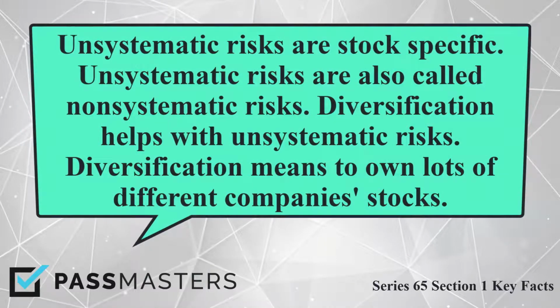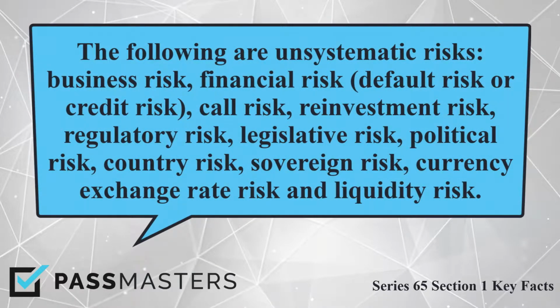Unsystematic risks are stock-specific. Unsystematic risks are also called non-systematic risks. Diversification helps with unsystematic risks. Diversification means to own lots of different companies' stocks. The following are unsystematic risks: business risk, financial risk, also called default risk or credit risk, call risk, reinvestment risk, regulatory risk, legislative risk, political risk, country risk, sovereign risk, currency exchange rate risk, and liquidity risk.